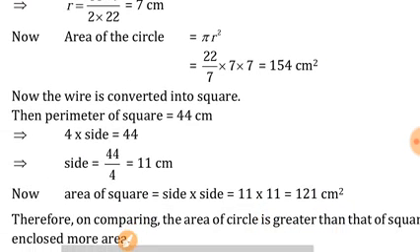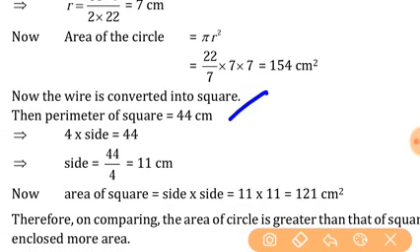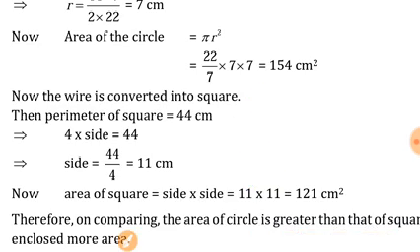Then the perimeter of the square is 44 centimeters. That is nothing but 4 into side is equal to 44. So side is equal to 44 by 4. So the length of each side of the square is 11 centimeter. Then the area is side into side, 11 into 11, 121 centimeter square.